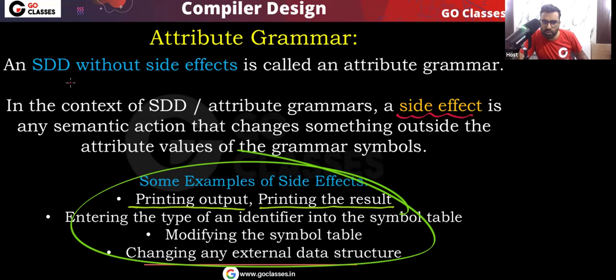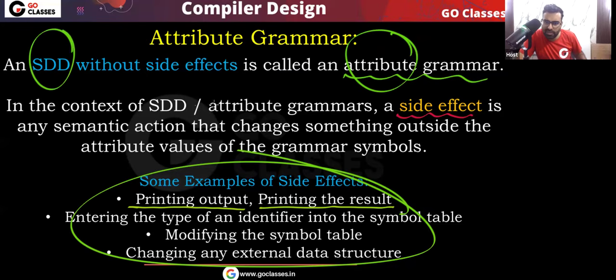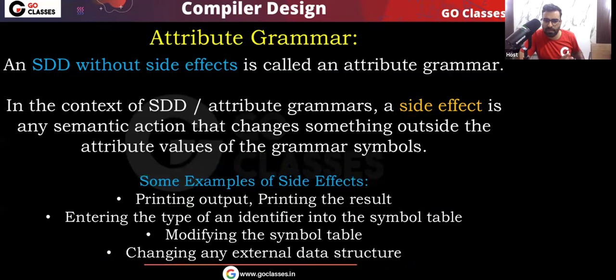So if the semantic rules in your SDD only compute the attribute values, then it will be called attribute grammar. The name itself is telling you. Attribute grammar means this is an SDD in which the semantic rules compute only the attribute values. That's it. Nothing other than attribute computation will be done by the semantic rules. This type of SDD is called attribute grammar. Did you understand the definition? Let me know.